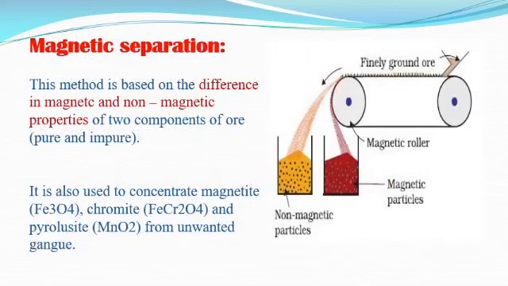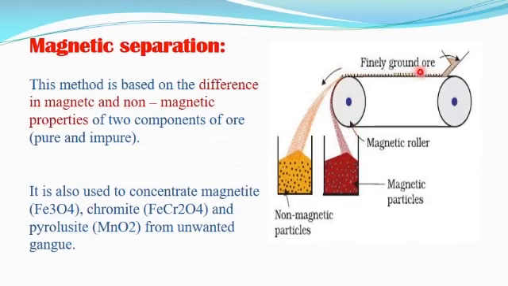Next concentration method is magnetic separation. If either the ore or impurities are magnetic, we can use magnetic separation for purifying the ore. Let's see the figure. In this method, the finely ground impure ore is placed on a conveyor belt which is attached with two rollers, and one of the rollers is magnetic.